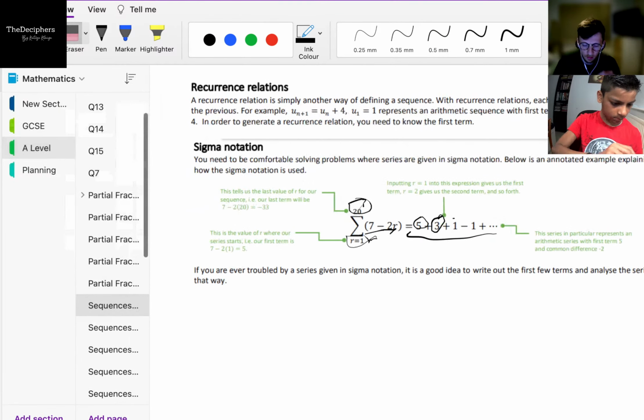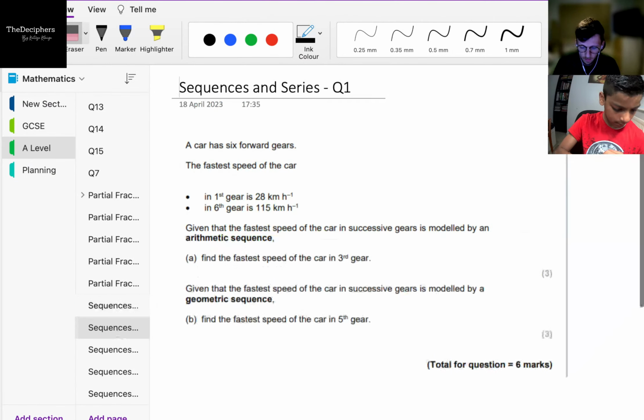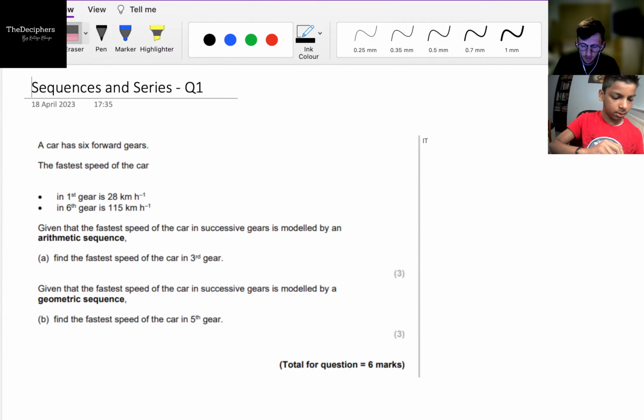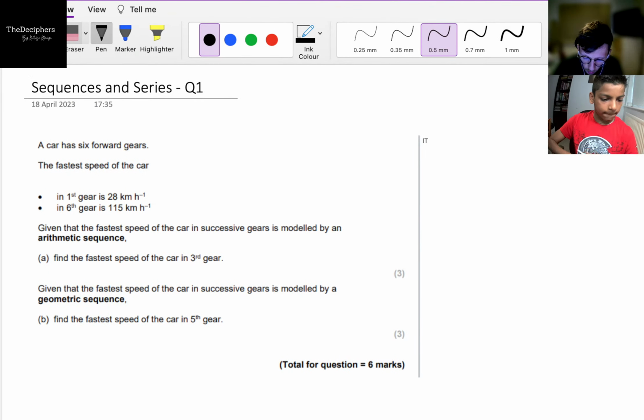Okay, I guess we can move on to our first question. Brilliant. So, question 1. Have you got it open? Yeah. So, question 1. A car has 6 forward gears. The fastest speed of the car in first gear is 28 kilometers per hour, and in 6th gear is 115 kilometers per hour. Given that the fastest speed of the car in successive gears is modelled by an arithmetic sequence, find the fastest speed of the car in third gear.